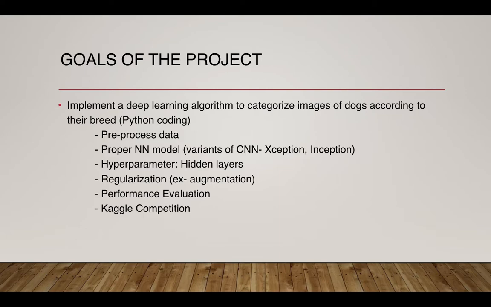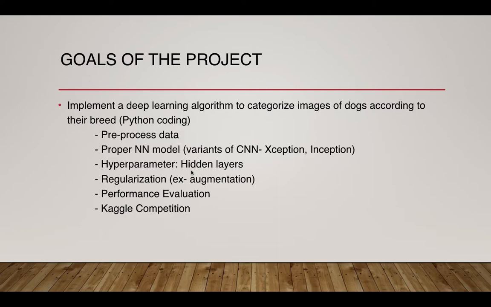To accomplish this task and achieve as much accuracy as possible, at first, the data has been pre-processed using standard normalization. Then CNN, or convolutional neural network, has been implemented as the deep learning model, including different variants of CNN, mainly Xception and Inception, which I will talk about in detail. And then to fine-tune the model, the number of layers before the output, which was a hyperparameter, has been determined depending on the validation set accuracy.